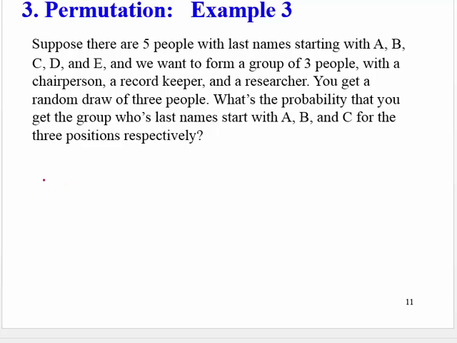So we have 5 permutations 3. But that's just equal to 5 times 4 times 3. So that's even easier. And that's equal to 60. So our probability of the event is just equal to 1 out of 60, which is equal to 0.0167.